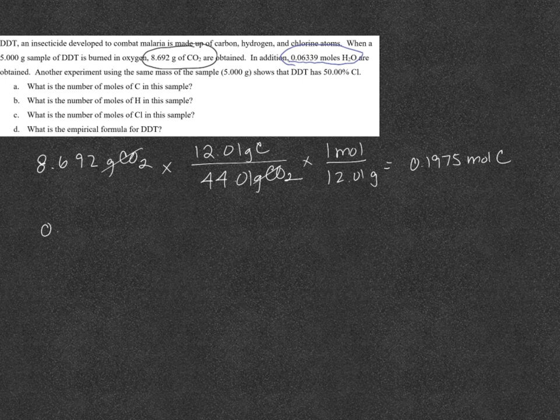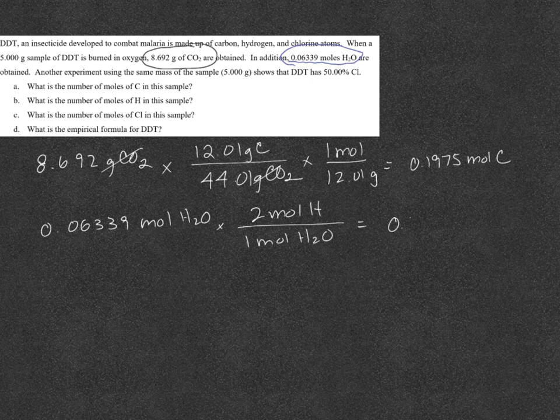I have 0.0639 moles of water. For every 1 mole of water, I get 2 moles of hydrogen. And that comes from the subscript here, 2 hydrogen per every 1 water. So I get 0.1268 moles of hydrogen.